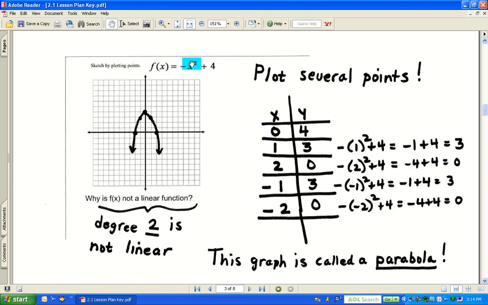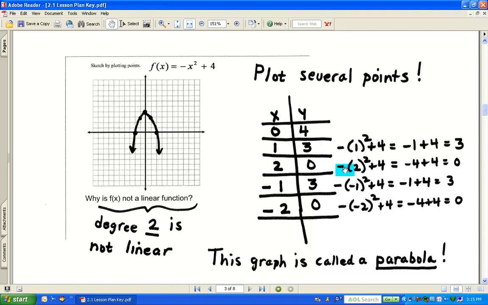Now when I put in a 0, that's very easy. 0 squared is 0, the opposite of 0, 0. 0 plus 4 is 4. When I put in a 1, now pay very close attention to this. When I put in a 1, the x value is 1. So notice I put it in parens with a squared on top of it and then a plus 4. The minus sign stays on the outside because x was 1. 1 squared is 1. The opposite of 1 is -1. -1 plus 4 is 3.